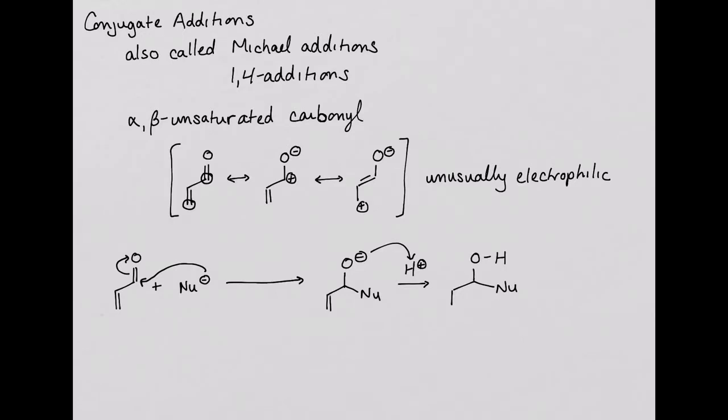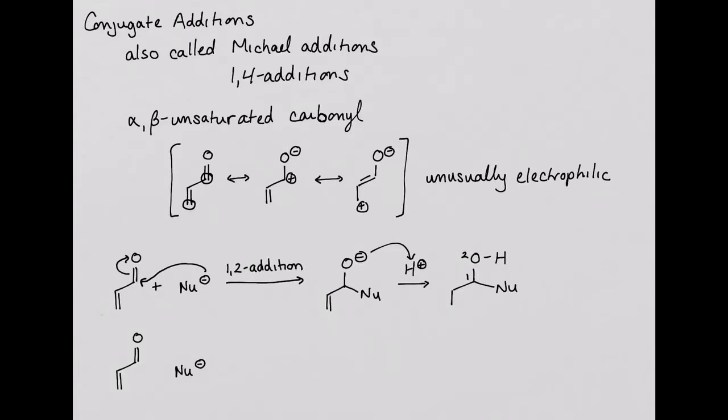Because the net reaction that has occurred is addition of a nucleophile and a proton on adjacent atoms, in other words, atoms 1 and 2, we call this mechanism a 1,2 addition.